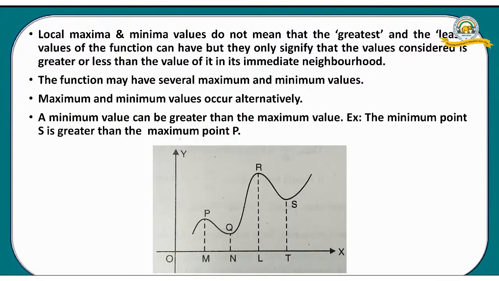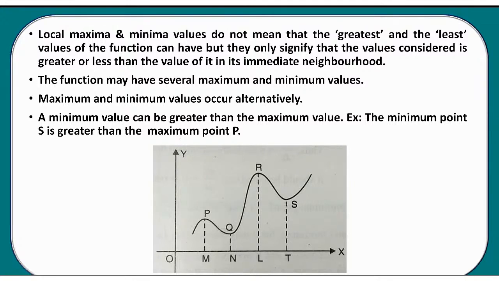Now, you need to understand that these turning points being maximum and minimum points doesn't mean that they are the greatest and the least values of the function. They only signify that these values are greater or less with reference to their immediate neighborhood.